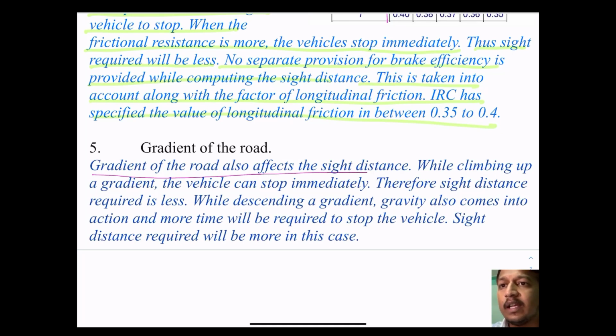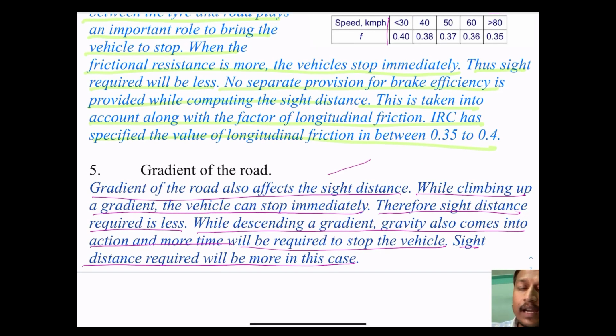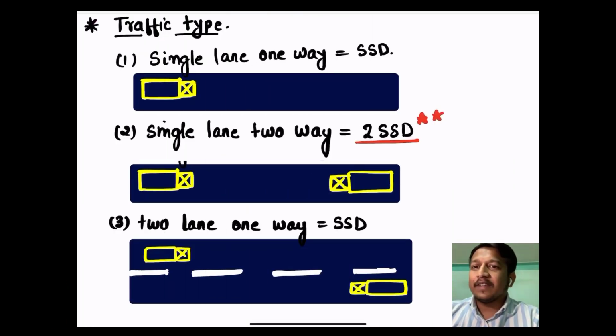Fifth is the gradient of the road. Gradient of the road also affects the sight distance. While climbing up the gradient, the vehicle can stop immediately. Therefore, the sight distance required is less for the ascending gradient. While for the descending gradient, gravity also comes into action and more time will be required to stop the vehicle. Therefore, the sight distance required will be more. It means that for the ascending gradient sight distance will be less, whereas for the descending gradient sight distance will be more. So this is the gradient factor. Please remember this.